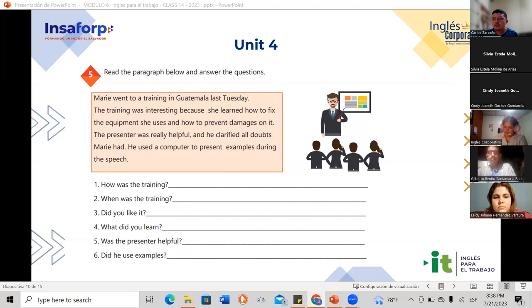Okay, teacher. Read the paragraphs below and answer the question. Mary went to a training in Guatemala last Tuesday. The training was interesting because she learned how to fix the equipment she used and how to prevent damage on it. The presenter was really helpful and he clarified all doubts Mary had. He used a computer to present example during the speech.